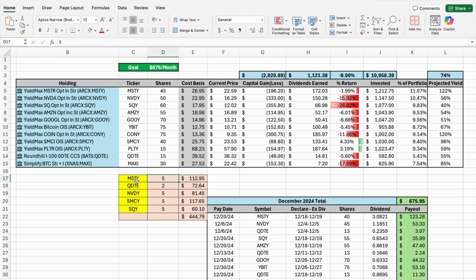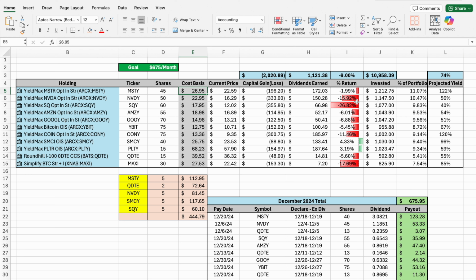The last fund I was able to afford, right, based on the dividends from February, was MSTY. I love this fund. It's paying very good dividends on a very consistent basis. So another 5 shares of MSTY, lowering my cost basis to $26.95.